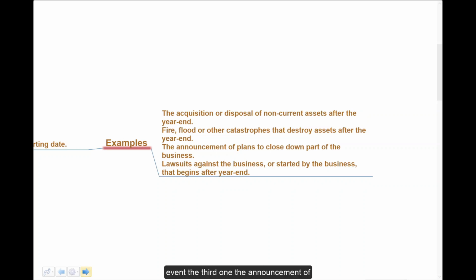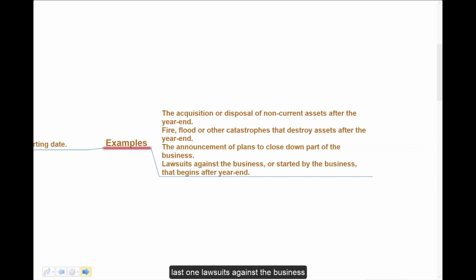The third one, the announcement of plans to close down part of the business. Now note, we're talking about closing down part of the business. That seems fairly significant and probably very material to the company, the management and employees. But at the end of the day, this announcement occurred after the reporting date, and that condition really didn't exist prior. The announcement is after. So, non-adjusting.